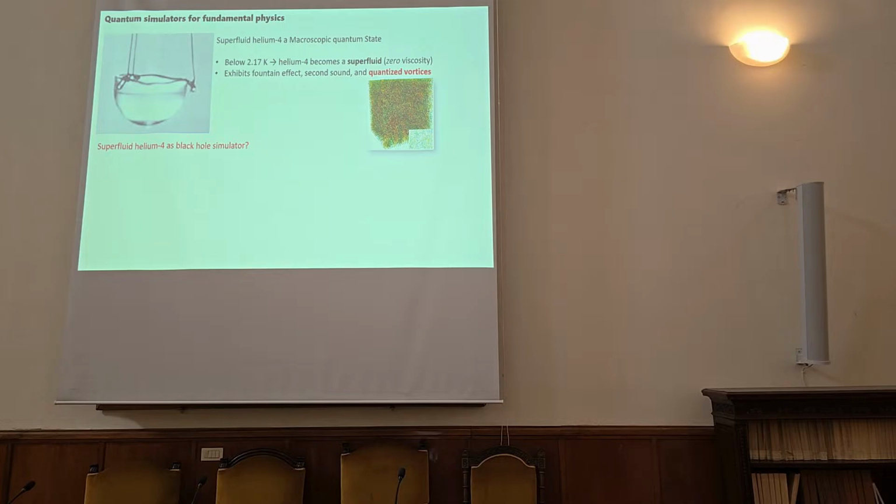Now, it exhibits wonderful effects: the fountain effect, second sound, and quantized vortices. So rotation in these systems is quantized. They form like spaghetti going through the system. They have a fixed winding number and end on the boundaries. And these are angstrom-sized vortex lines in a three-dimensional system. And if you want to add a lot of rotation, you easily end up in a regime called quantum turbulence. So instead of getting a nice ordered rotation, you can get this mess here, as depicted in this system. So how can we make this helium-4 a suitable black hole simulator?